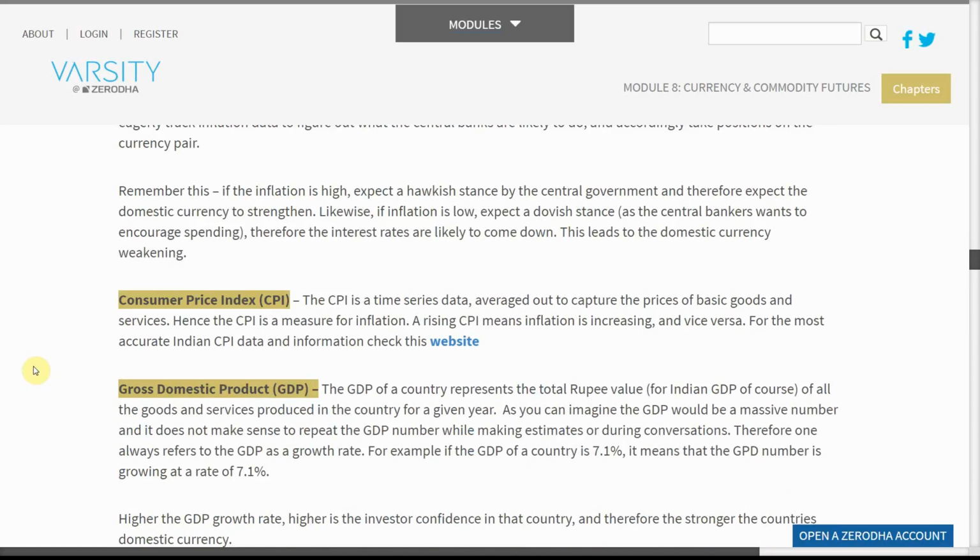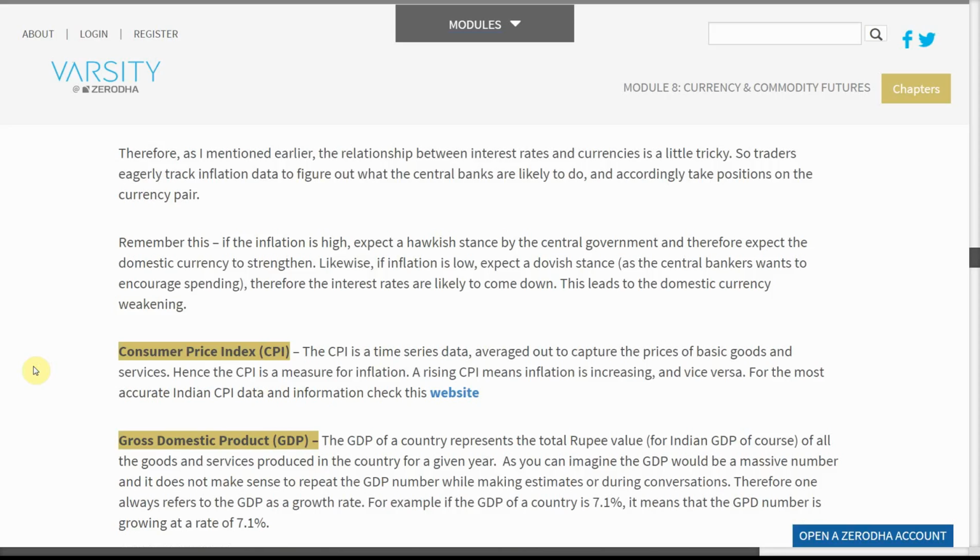Likewise, if inflation is low, expect a dovish stance, as the central bankers want to encourage spending. Therefore, the interest rates are likely to come down. This leads to the domestic currency weakening.